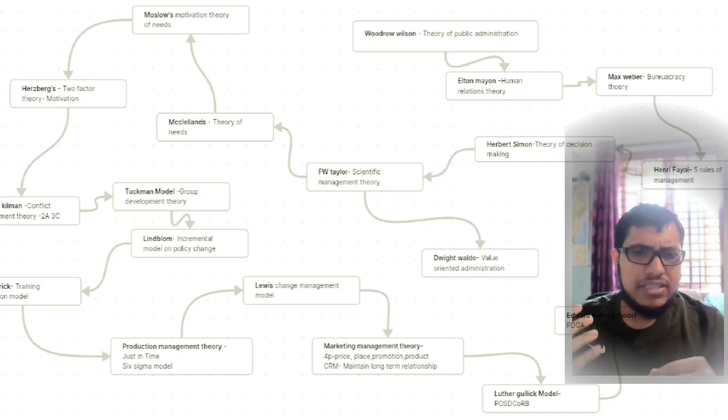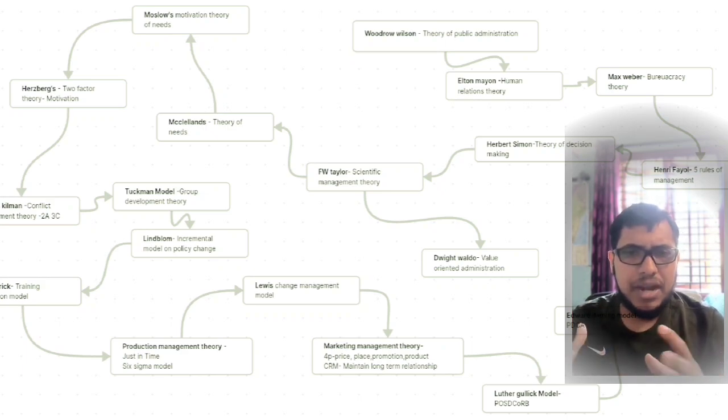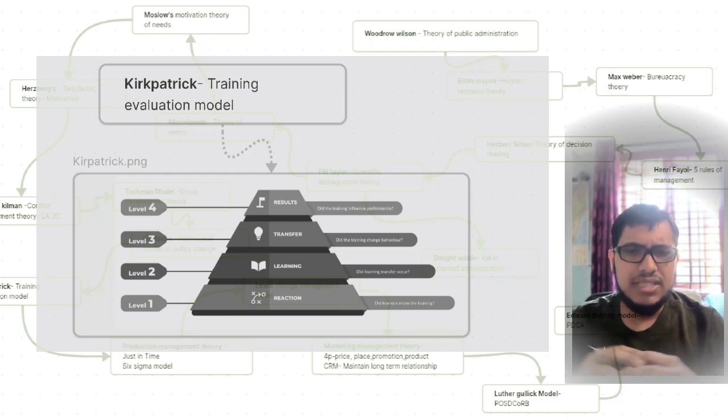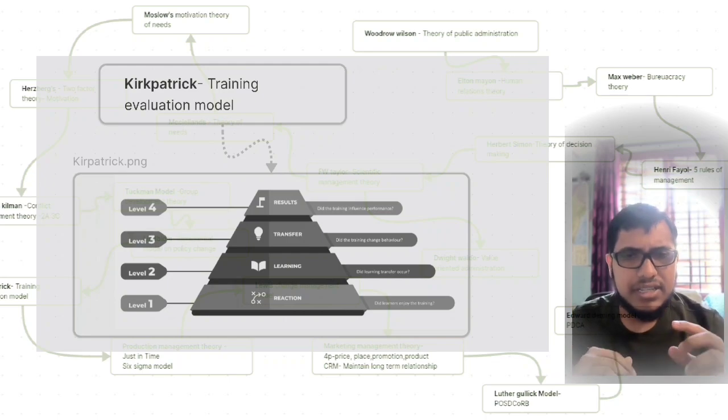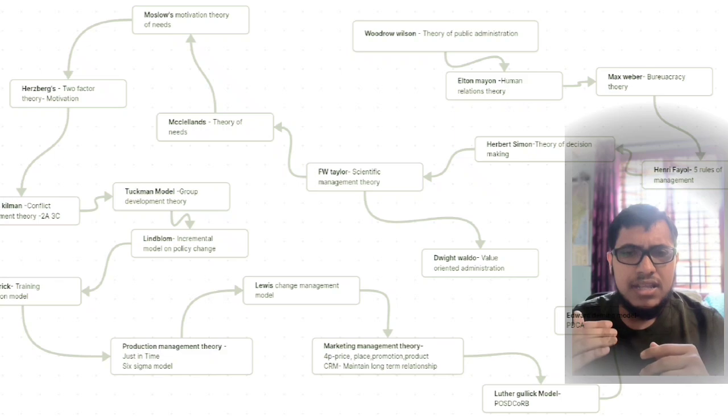Let's move on to the next theory related to training by Kirkpatrick. He considered 4 levels to test the training given by the organization. First level is reaction. What is the response? Is it good? Is it bad? And then in the next level, level 2, learning, knowledge or not.